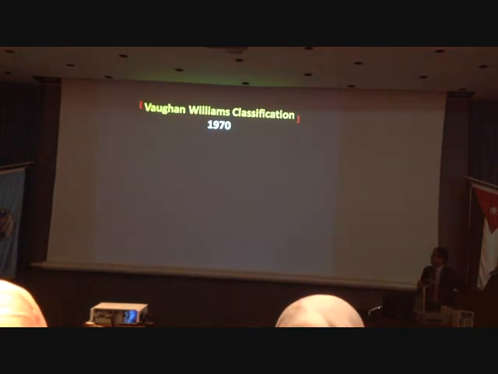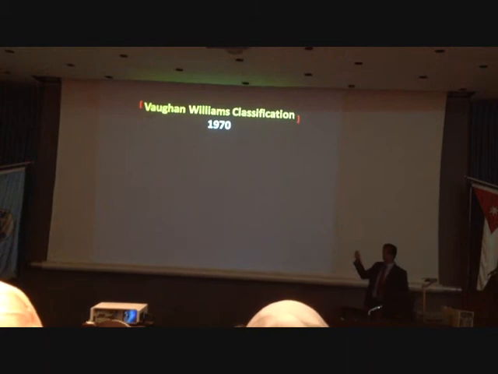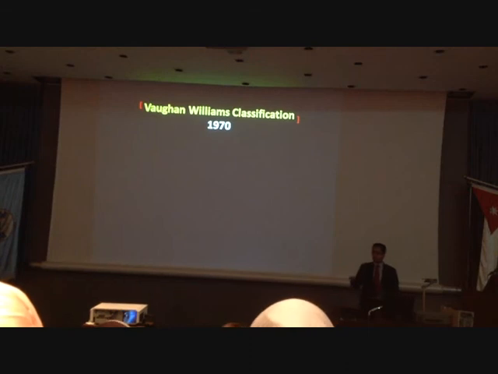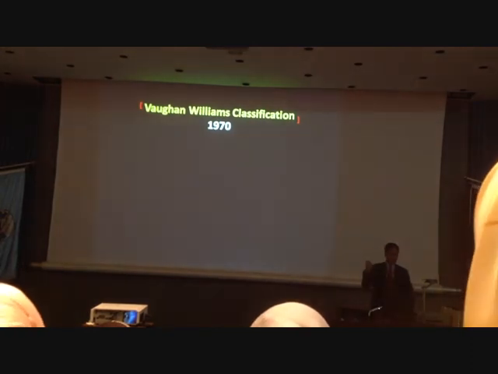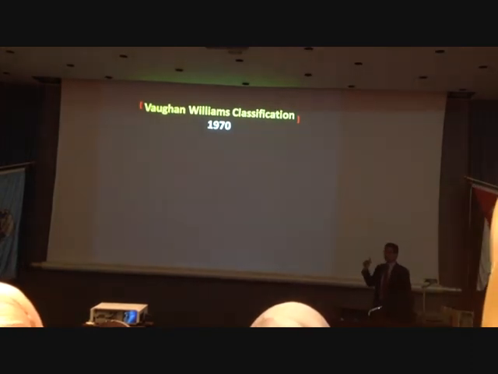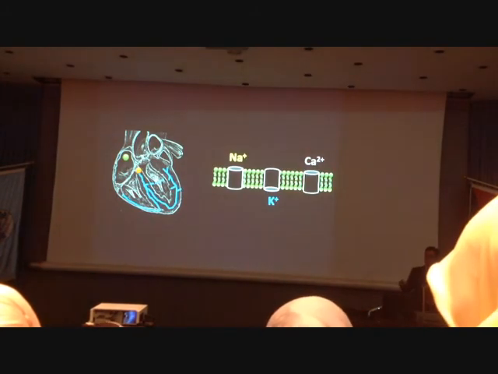Now, this is how we got into the classification of antiarrhythmic agents, and this was done in 1970 by Vaughan Williams. Okay, it's still in use, although we have shortcomings and limitations of this classification, but wherever you go and wherever you study the antiarrhythmic agents, you hear about the Vaughan Williams classification. And it's simple. Again, think in pictures. What he did is just look at the ion channel.